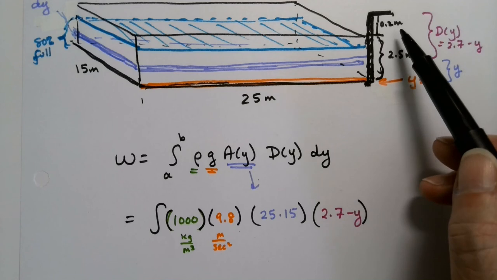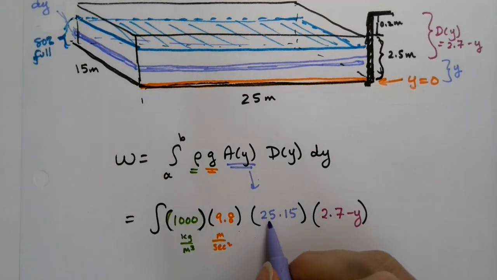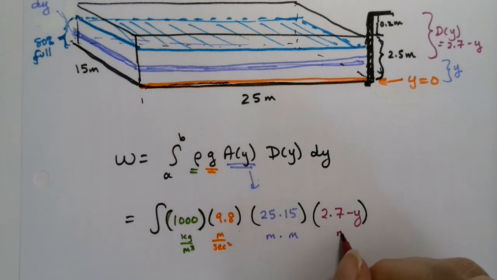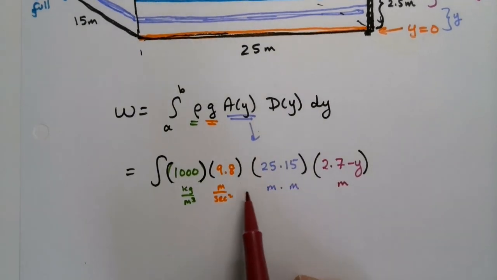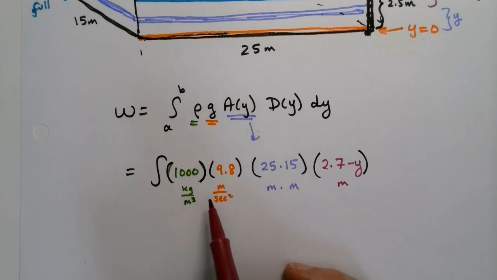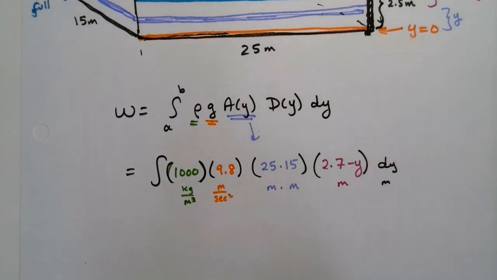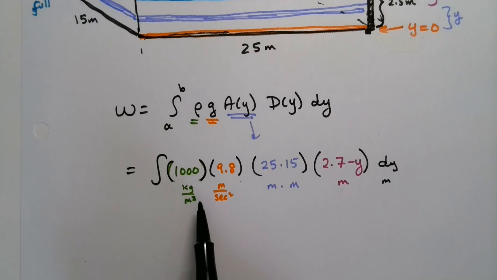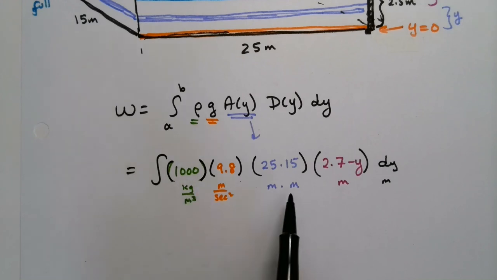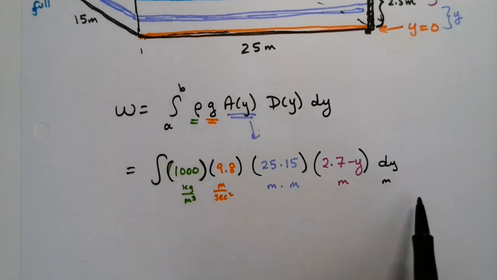So that's 2.7. Now notice that the units for these should all work out. This is meters, and this is meters. So it should work out to be meters times kilograms. And then, of course, we have a dy at the end. dy is also in meters. So it should work out that it's kilograms times meters squared divided by seconds squared. That way we'll have our work in joules, which we will. So that's great. I just checked all my units as I went.